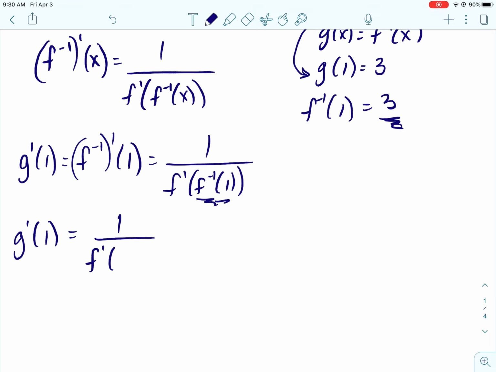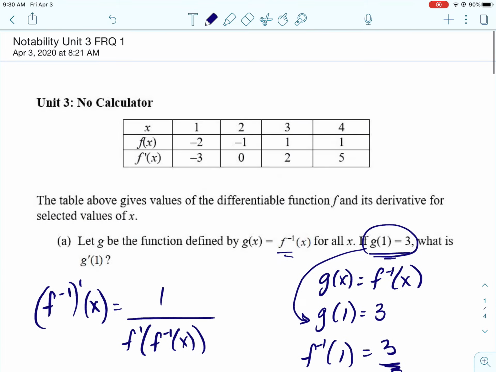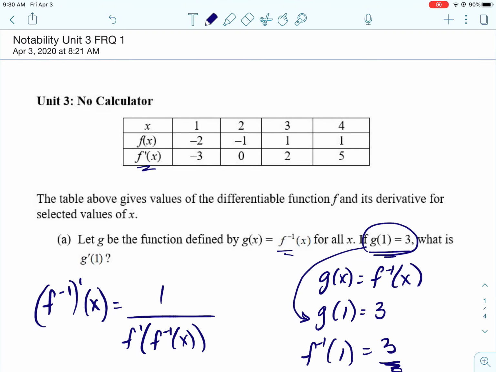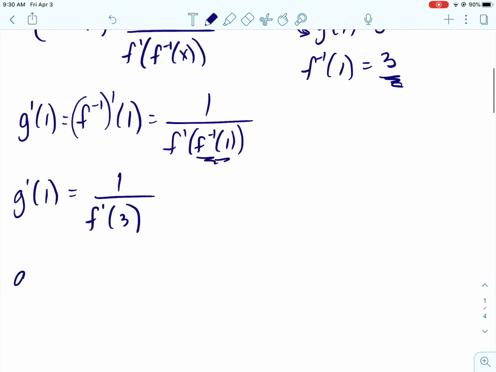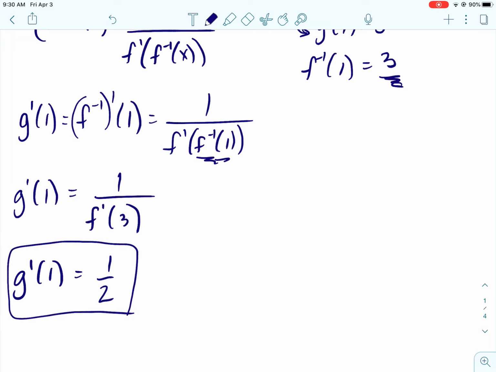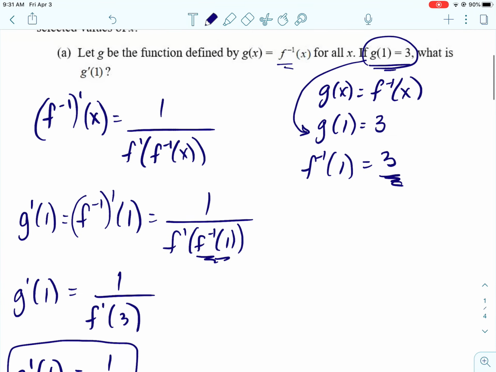Alright, we just found that f inverse of 1 is 3. So in the place of f inverse of 1, we're going to go ahead and put 3. Okay, and then we want to find f prime of 3. For that we go to the table. Here's f prime, here's 3. F prime of 3 is 2. So in place of f prime of 3, we're going to put 2, which makes g prime of 1 equal to 2.